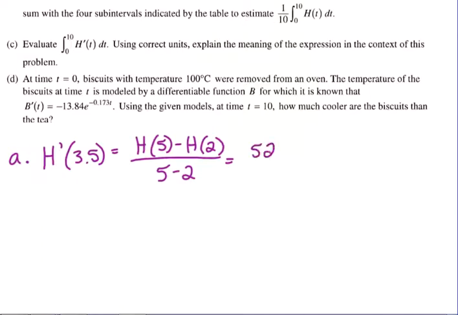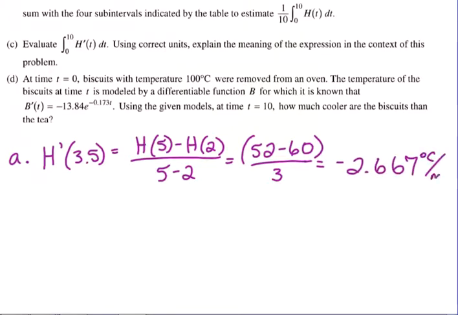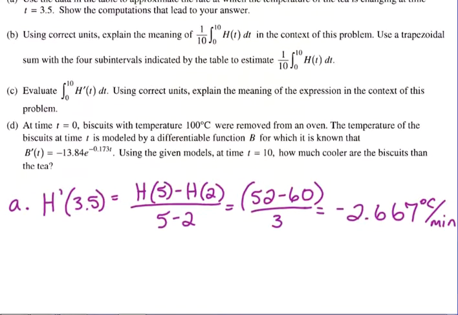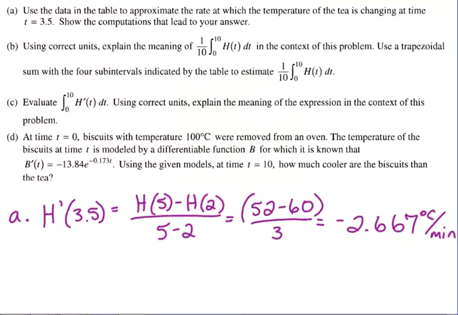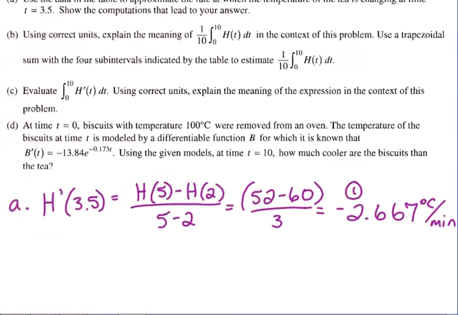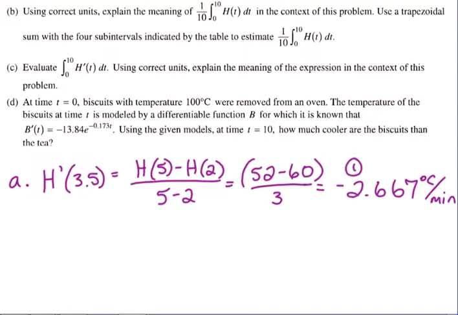This one is calculator active, so to be honest, I'd use my calculator just to make sure you don't make a mistake there. So it is negative 2.667 degrees Celsius per minute. Remember, always include units, even if they don't explicitly say to. It never hurts to put units. This one just says show the computations. It's still just 1 point for the answer, but you do have to have the setup to get that point.